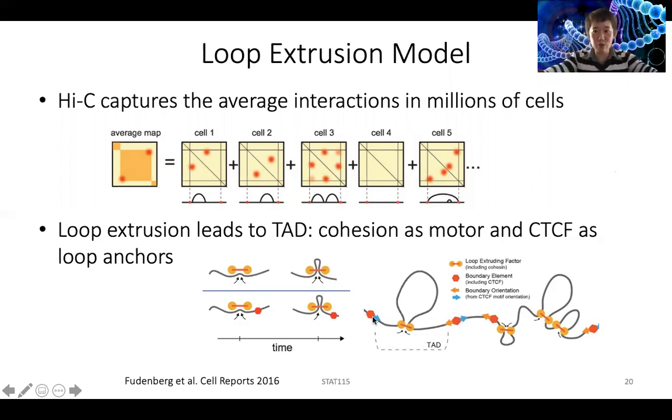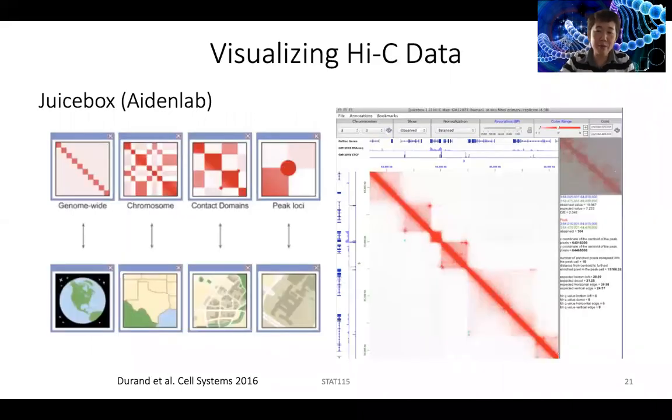CTCF is binding to the chromatin really tightly, and then the cohesin is this motor, and they always appear in pairs, and then they just loop. Every time they bind to the chromatin, they will just keep looping until a pair of CTCF stop them, and that's when they form a loop, and you will see chromatin interactions within this loop, which is quite interesting. People have been able to use simulations and other experimental approaches to really support that this type of loop extrusion really happens in the chromatin. And that's how genes within are co-regulated.